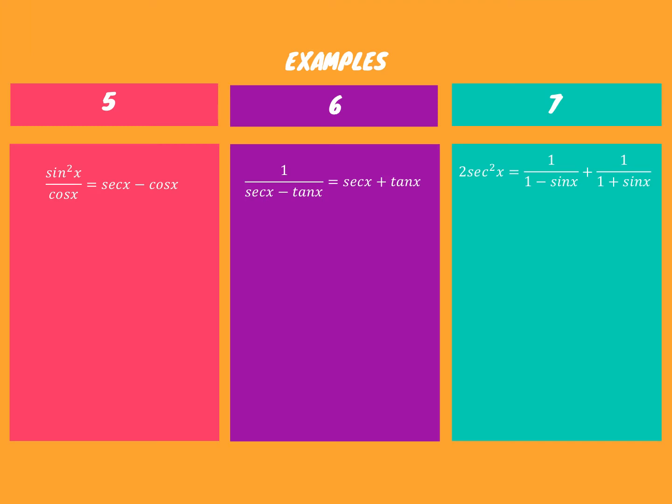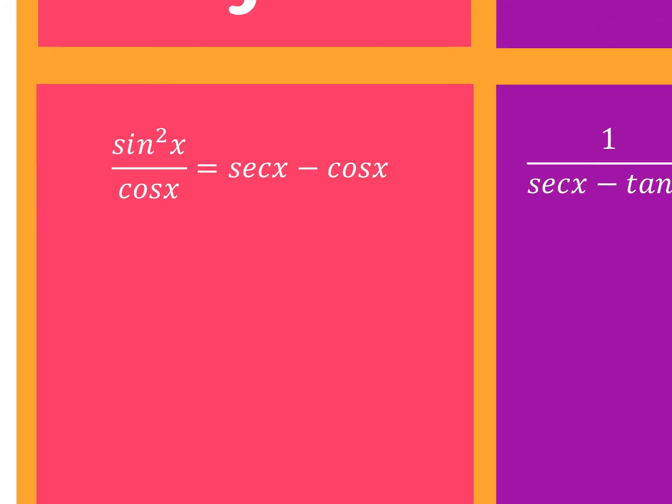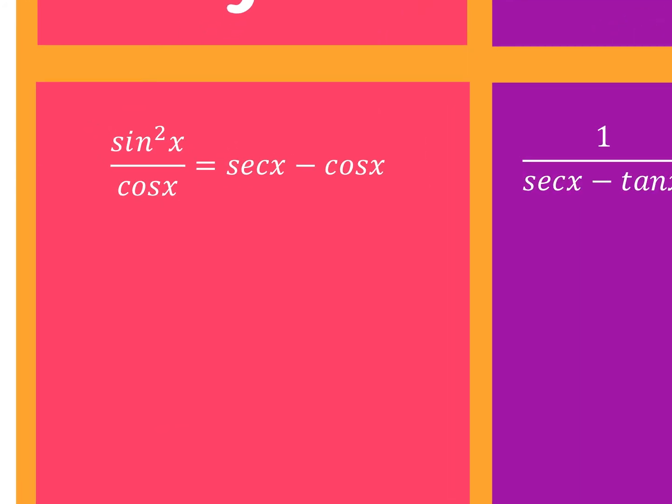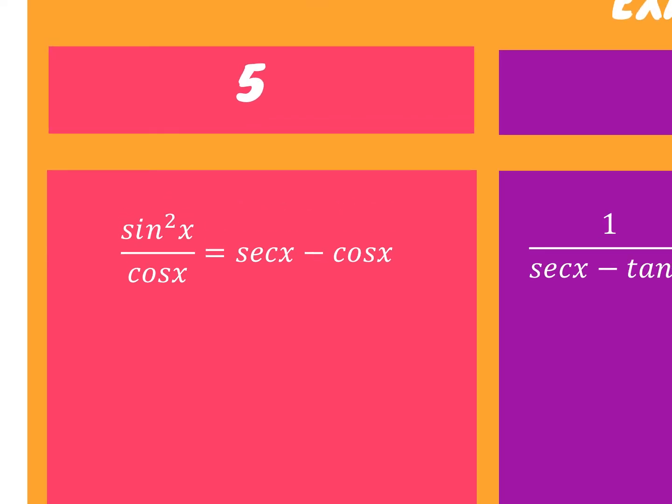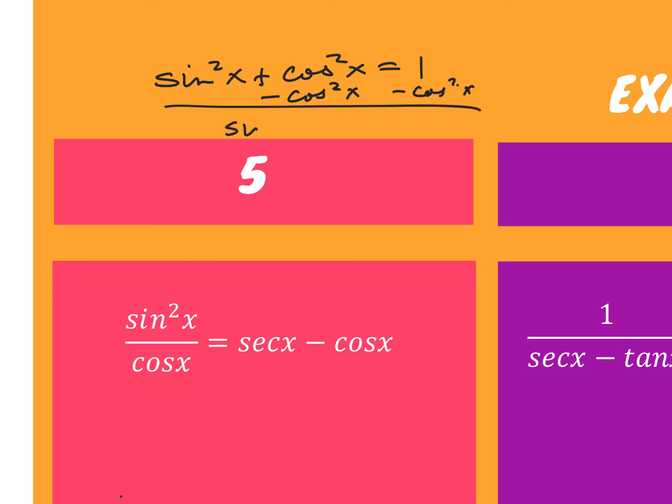The next one, number 5. I'm going to go ahead and simplify the left side. I'm going to use a Pythagorean identity, sine squared x plus cosine squared x equals 1. I'm going to solve this for sine squared x, so I'm going to move the cosine to the other side. And sine squared x equals 1 minus cosine squared x.